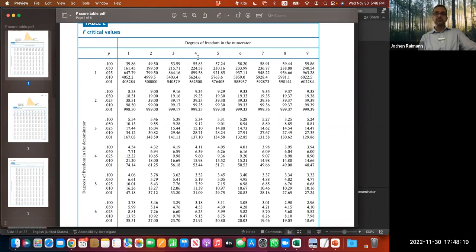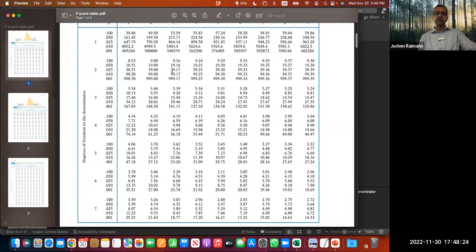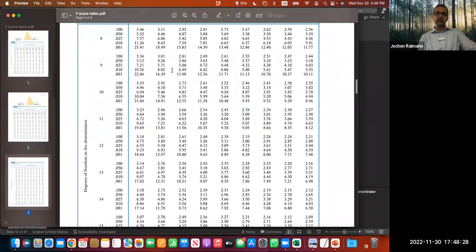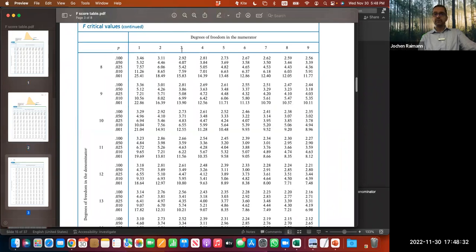So if we have degrees of freedom in the numerator of 3 and degrees of freedom in the denominator of 9, we need to go down to 9 and stay in the column of degrees of freedom in the numerator. So that's 3.86. How do you know that it's 3.86? There's the whole column. Because here's the corresponding P. That's 5%.